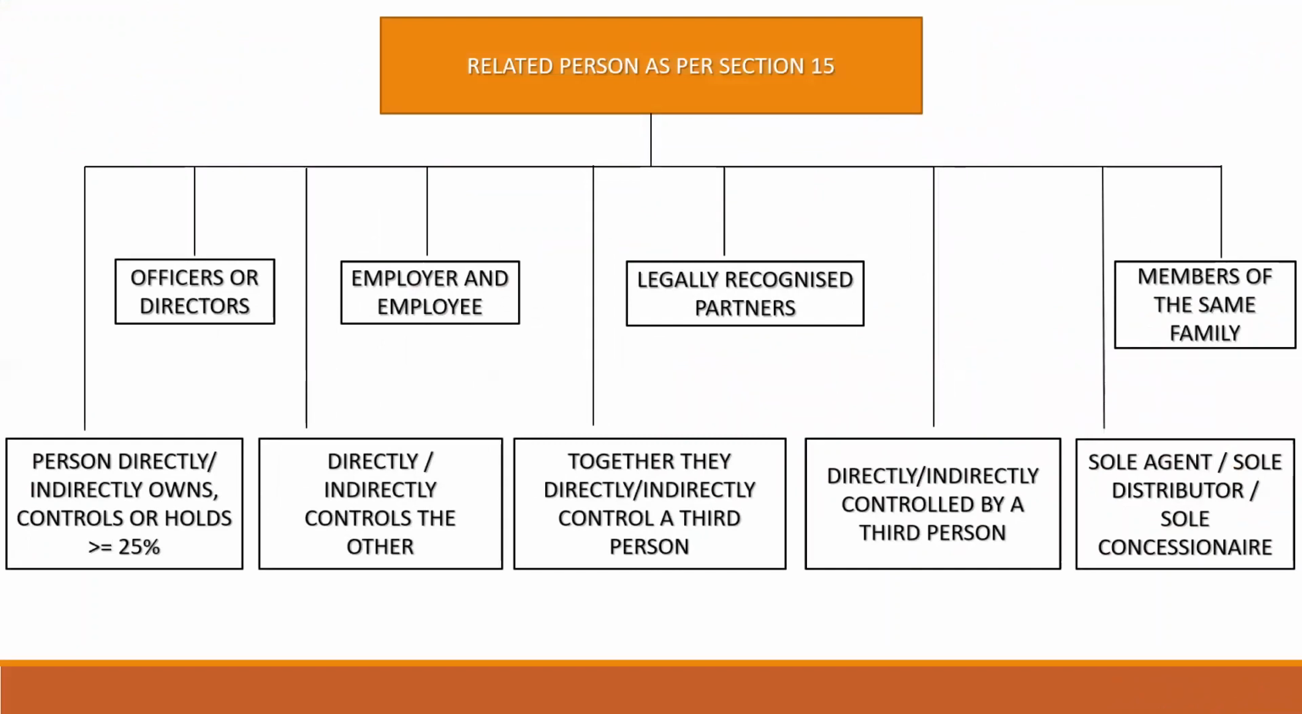Well, the definition of related person in GST is given under Section 15, subsection 5. Persons shall be deemed to be related persons if they fall under any of 9 categories under this definition of related person as per Section 15. Now, let me mention each one of them. That is, such persons are officers or directors of one another's business. In such case, they will be treated as related persons.